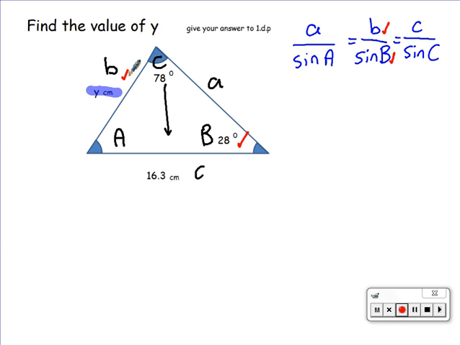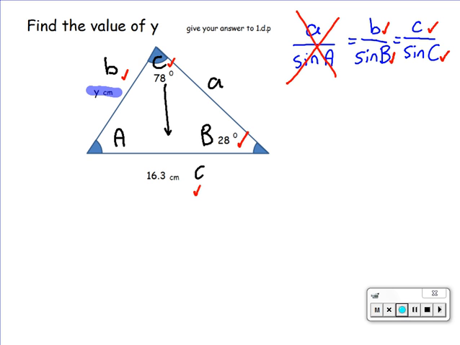We do know angle C, so let's tick that one. And we also know side C, so we'll tick that one as well. So from that you can see quite clearly that this A over sine A in this particular question is going to be useless. All we need to do now is substitute in the numbers that we know.